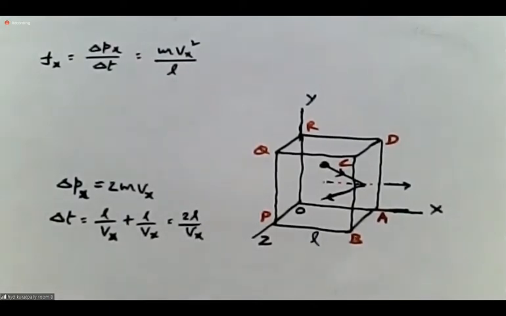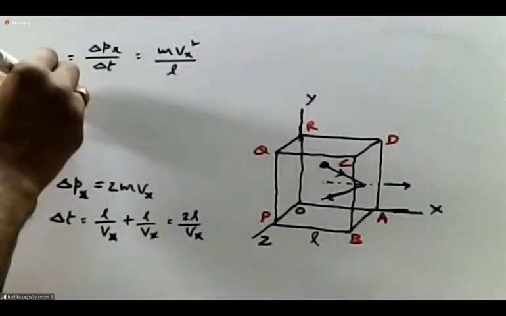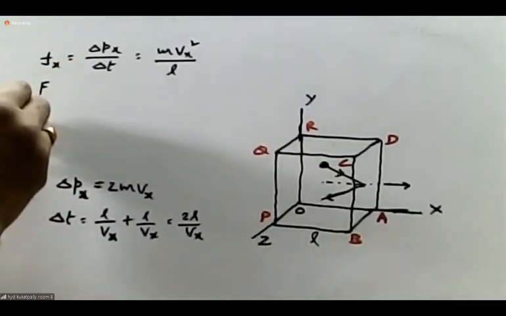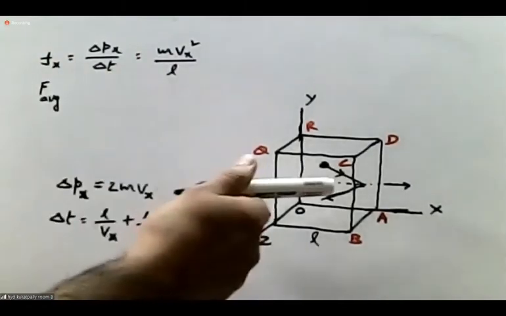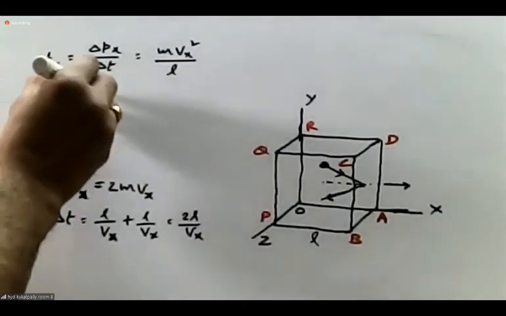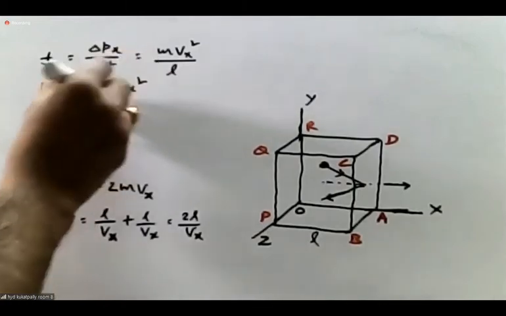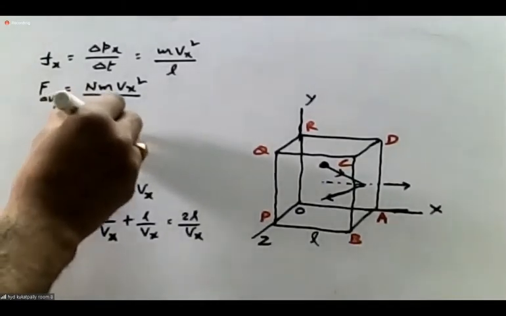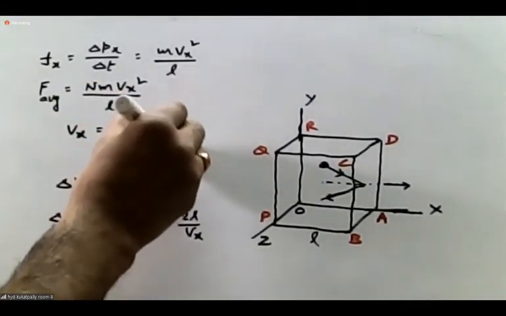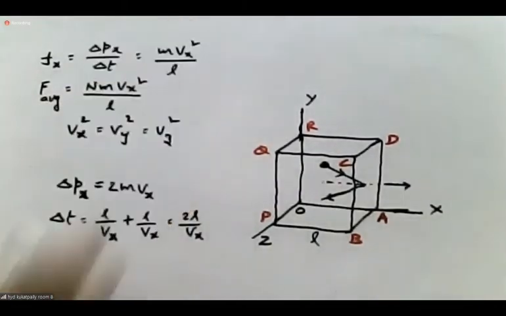Suppose there are N molecules, then the total average force exerted is N into Fx. So N m Vx square by L. But we have Vx equal to Vy equal to Vz for each molecule. Equal probability is there for the molecule to go along the x, y, z axis. Therefore, the respective squares are also the same.